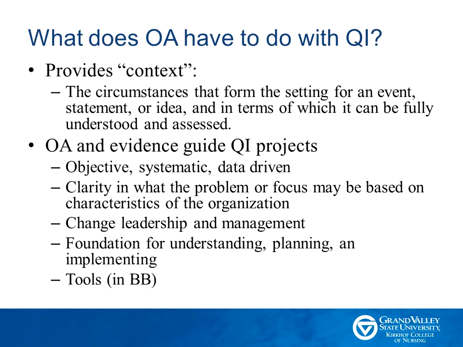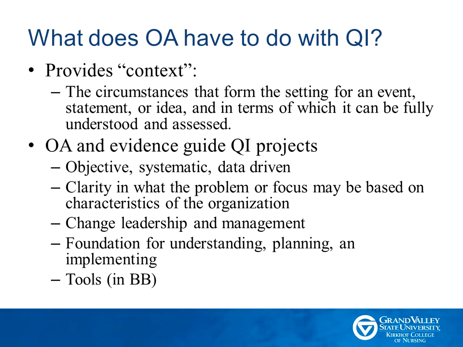So what does an OA have to do with quality improvement? First of all, it provides context. It's the circumstances that form the setting for an event, statement, or idea, and in terms of which it can be fully understood and assessed. An OA and evidence guide quality improvement projects. Let me say that again. Together, an organizational assessment and evidence from the literature guides a quality improvement project.